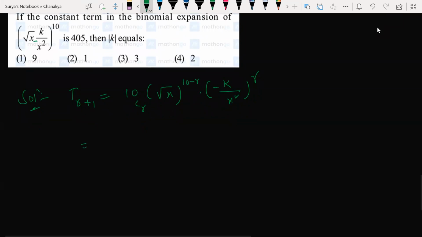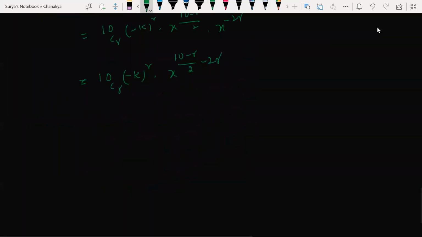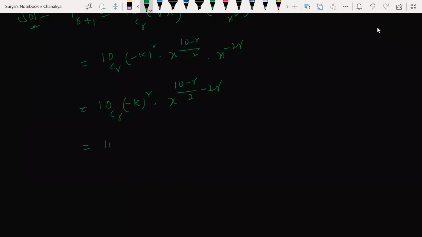Now 10Cr, here minus k to the power of r, x to the power of, look at it, root x can be written as x to the power of 1 by 2, or not? Yes. 10 minus r by 2. If I just multiply these two into x to the power of minus 2r. So now 10Cr minus k to the power of r into x to the power of 10 minus r by 2 minus 2r. Correct? Bases are same, so I am adding the powers. So this can be written as 10Cr, minus k to the power of r into x to the power of 10 minus 5r whole divided by 2, correct?